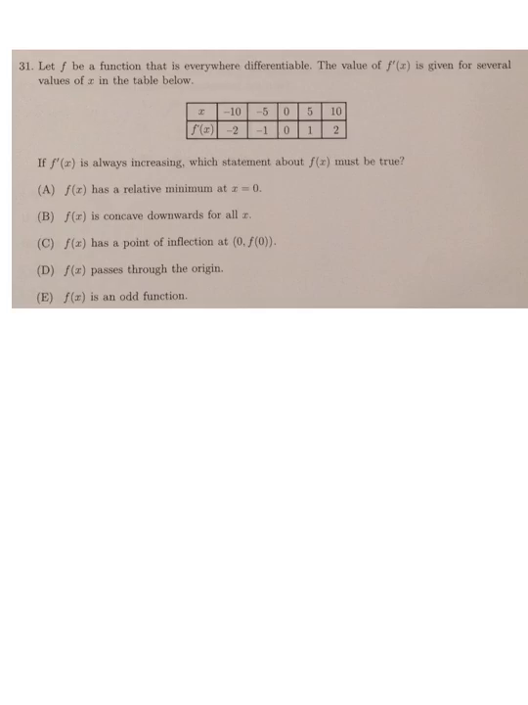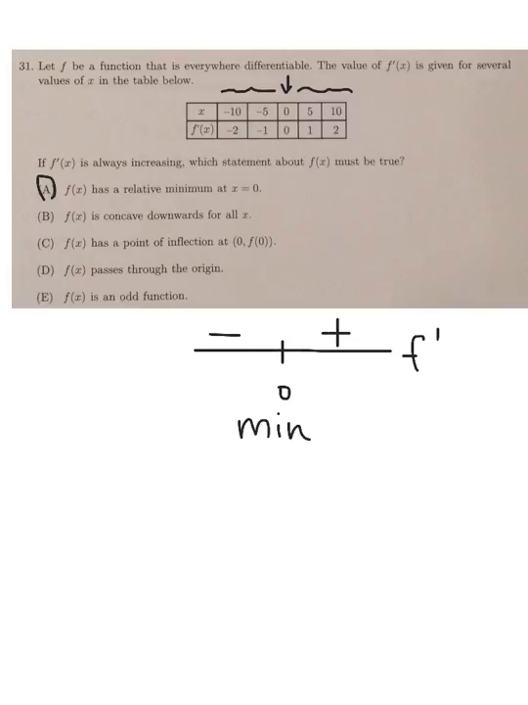31, the answer is choice A. So what I did was I looked at this chart, which is the chart for f prime, and I noticed that prior to x equals 0, my values are negative, but after x equals 0, my values are positive. So if I was doing a sign chart for f prime, I would have negative here and positive here. So I see that x equals 0 is a minimum. And if you look at your answer choices, choice A says that f of x has a relative minimum at x equals 0.